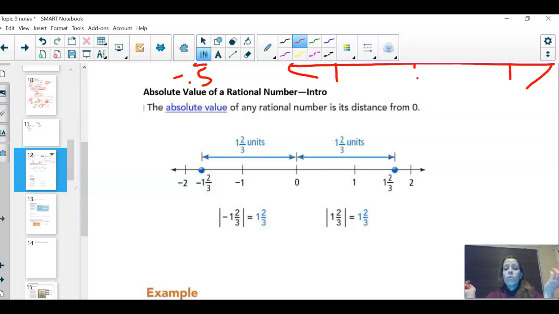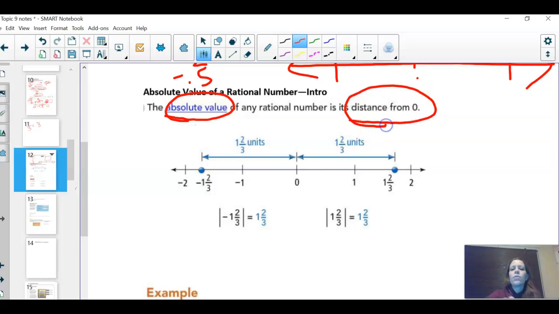Now, absolute value is exactly the same as we did with integers, okay? El valor absoluto es el mismo que cuando nosotros estábamos hablando sobre números enteros. Recuerdas que valor absoluto, absolute value, es la distancia desde cero, is the distance from 0. So let's go ahead and look at their example. Y entonces así vamos a buscar el ejemplo.